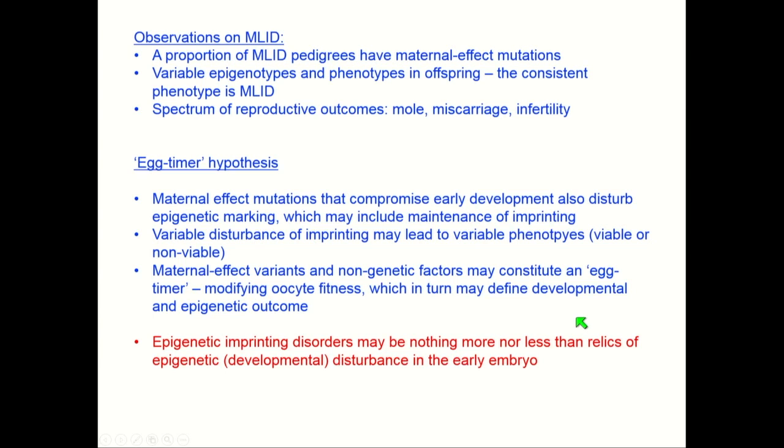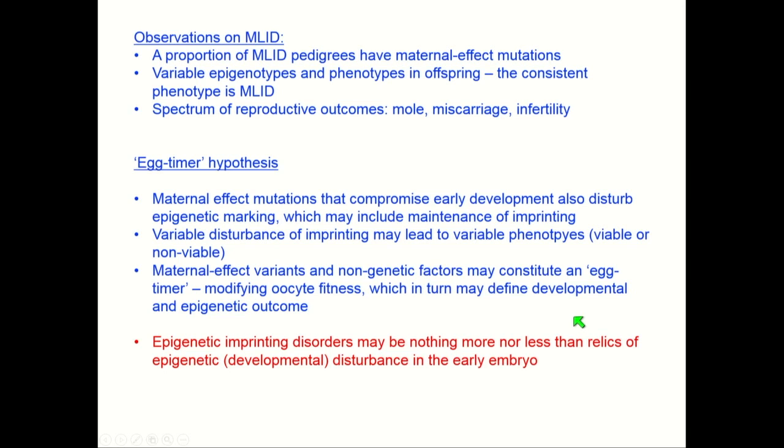If you disturb maintenance of imprinting, you can get variable phenotypes. Maternal effect variants and non-genetic factors can work together. So there can be either a really serious genetic predisposition to an imprinting disorder, or it could just be that there's been a terrible environmental insult, or both. And that's one of the reasons I think this is quite hard to see.